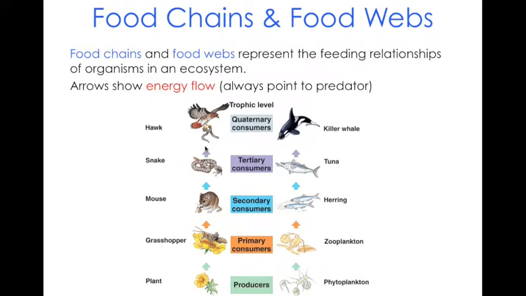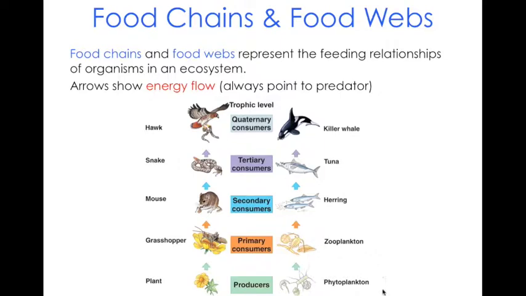So here are two different ecosystems, a terrestrial ecosystem and an aquatic ecosystem. And you can see there the different layers again: producers, primary consumers, secondary consumers, tertiary consumers, and quaternary consumers. And in this case here, a terrestrial one could be a flowering plant, which gets eaten by the primary consumer being the grasshopper, the secondary consumer being the mouse, the tertiary being the snake, and then your apex predator or your quaternary consumer being the hawk.